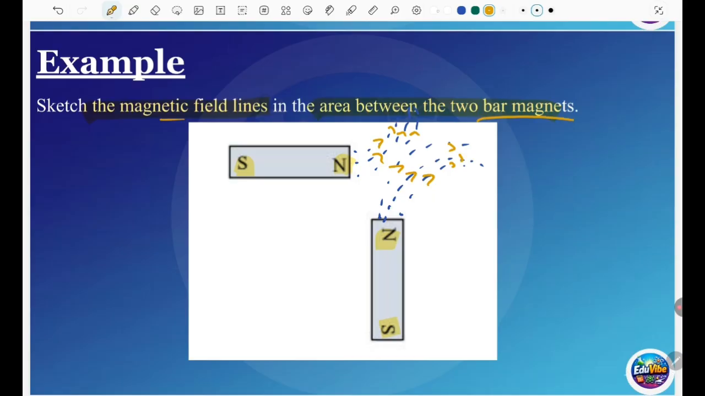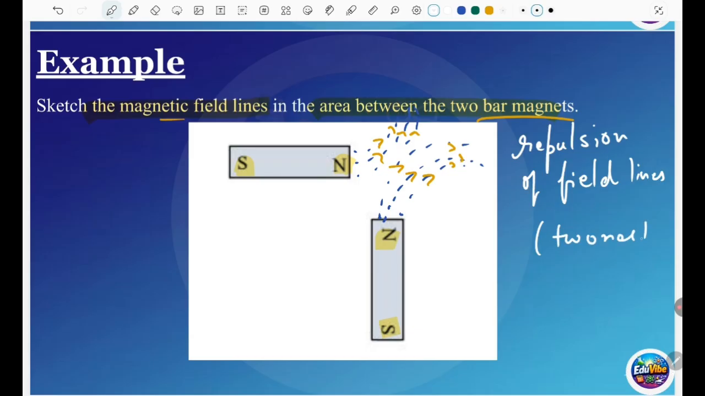This shows the repulsion of magnetic lines. We also know that if the north poles repel, their magnetic field lines also repel because of the two north poles. So that's the thing you have. That's how magnetism works.